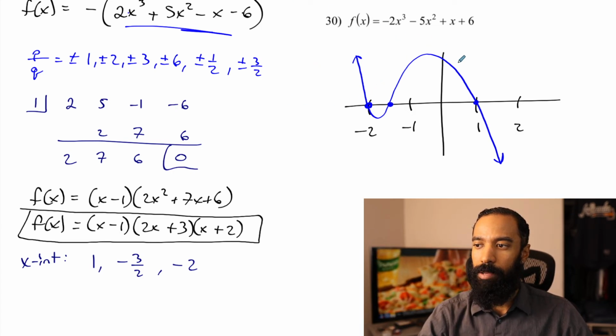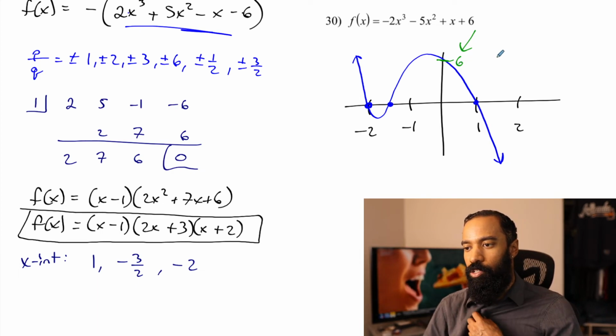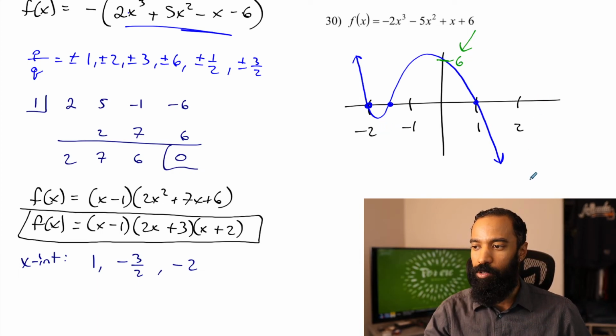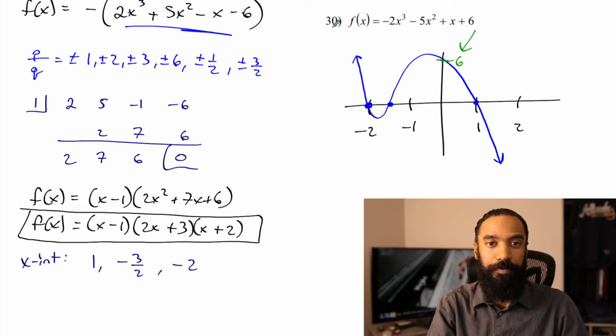And it hits a y-intercept, by the way, of 6 right there. And there's the graph. As x approaches positive infinity, y approaches negative infinity. As x approaches negative infinity, y approaches positive infinity. And that is number 30.